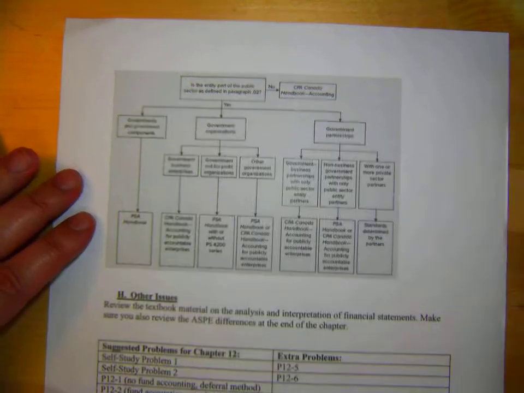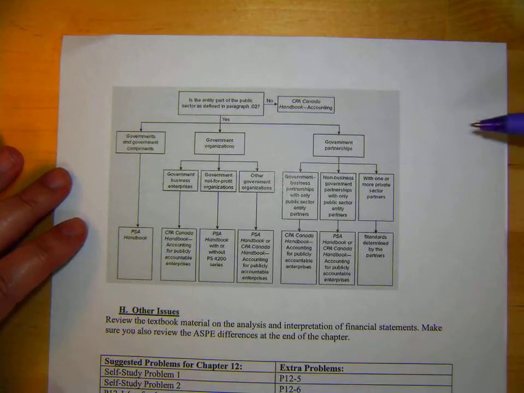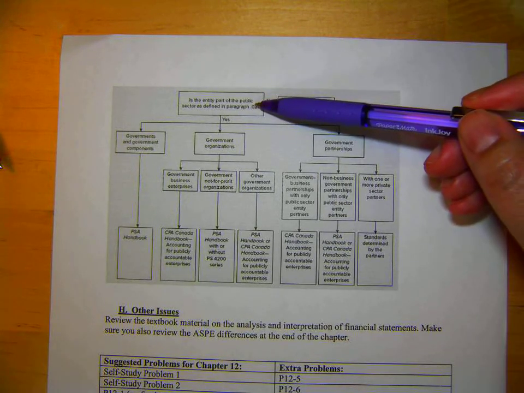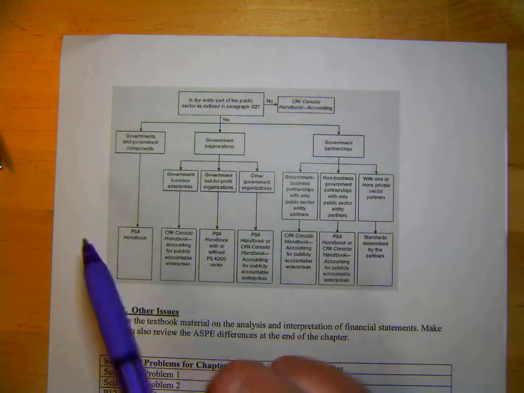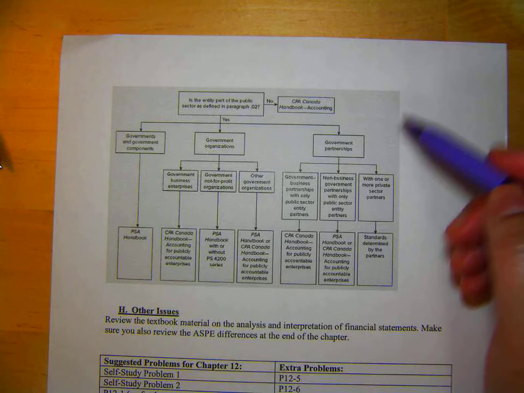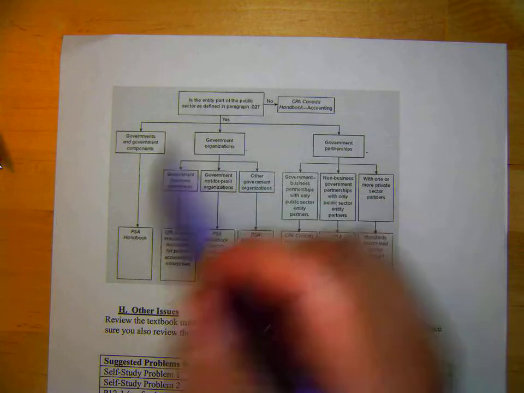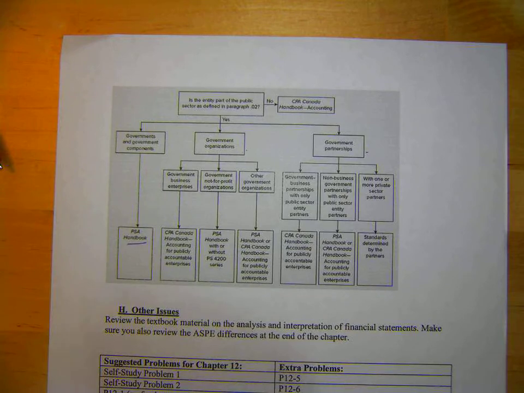So on page 15, basically this is a little chart that tells you how to decide what standards you're using. So basically, is it part of the public sector? If it's no, you're using the CPA Handbook of Accounting. If it's yes, then it's broken into 3 different pieces: government partnerships, government organizations, government and government components. So government and government components, like you're just working for the City of Edmonton, you look at the PSA Handbook.